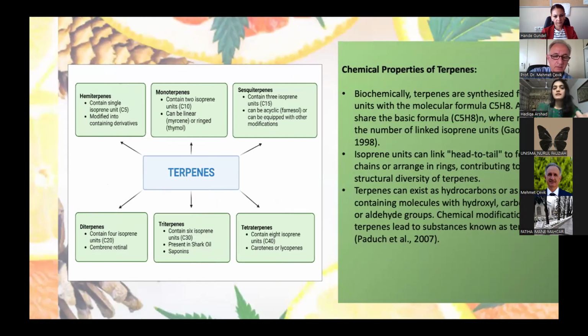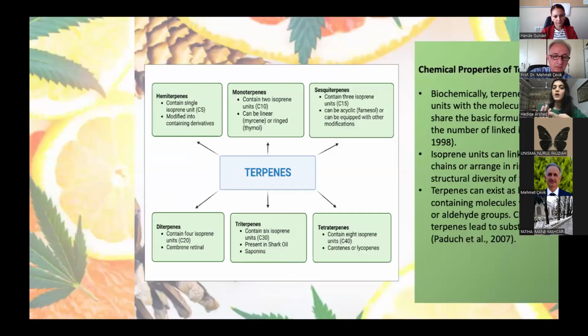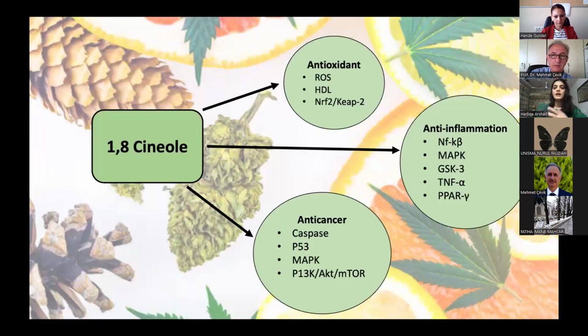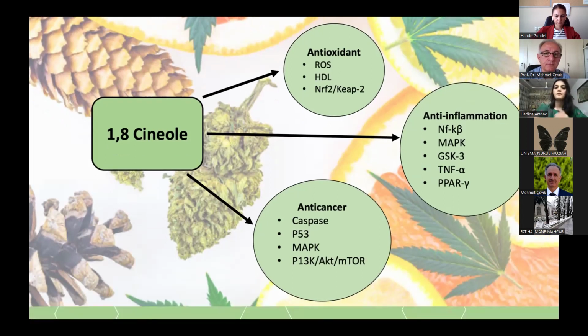1,8-cineol is a type of monoterpene. It has 2 isoprene units and a hexagonal structure, and it has a very interesting pharmacological profile, like treating cardiovascular diseases, Alzheimer's disease, and respiratory diseases. In terms of mechanism of action, it acts as an antioxidant, anti-inflammatory, and anti-cancer agent. There are different pathways through which 1,8-cineol exerts its protective effect.